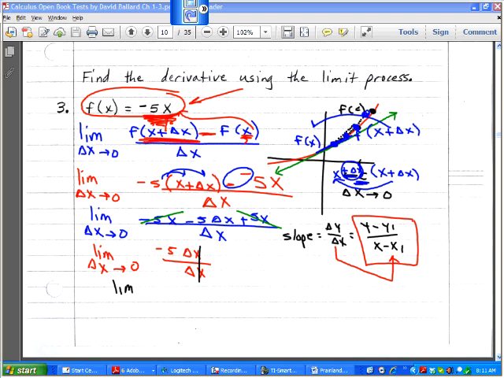So we have that the limit as delta x approaches 0 is negative 5. And so we've calculated the derivative. Now what that tells us is that the equation for the slope of the tangent line at any given point is, we would say, f prime of x. The equation for the slope is negative 5. That means the slope is always negative 5.